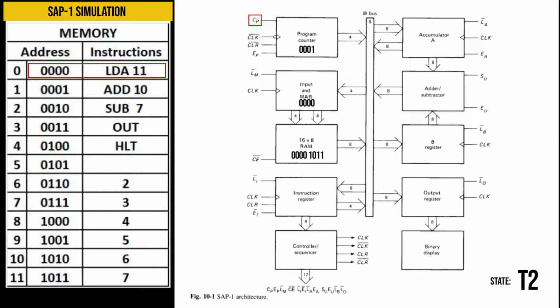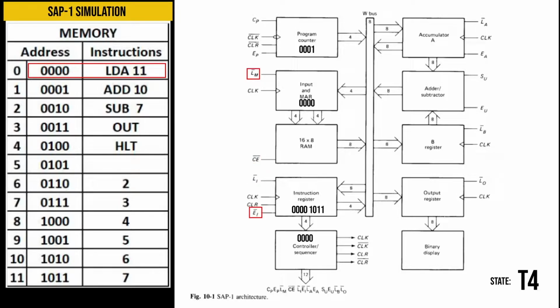the active pin will be CP or the program counter, and the address will be incremented by 1. At T3, the active pins will be CE of the 16 by 8 RAM and LI of the load instruction register. So as you can see, the 8-bit value goes to the instruction register, and then the higher nibble goes to the controller sequencer for decoding.